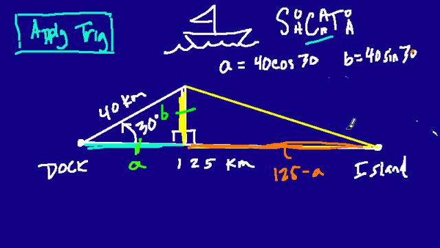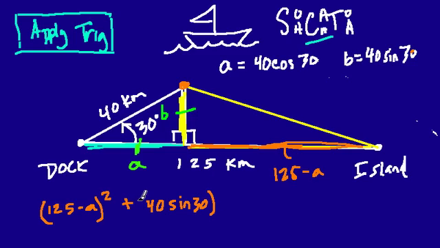So how do I figure out the hypotenuse, right? How do I figure out this length right here, which is where the ship has to go from where they got off course back to the island? Well, the Pythagorean theorem is a squared plus b squared is c squared, right? So the square of each leg summed up equals the square of the hypotenuse. So let's try that. 125 minus a squared plus b squared. What's b? B is this. It's 40 times the sine of 30 degrees squared. This is all going to equal our hypotenuse squared, so I'll put h here.